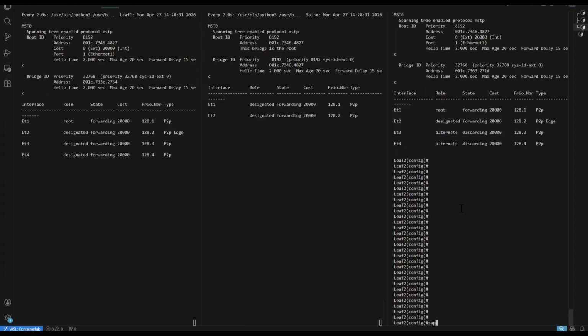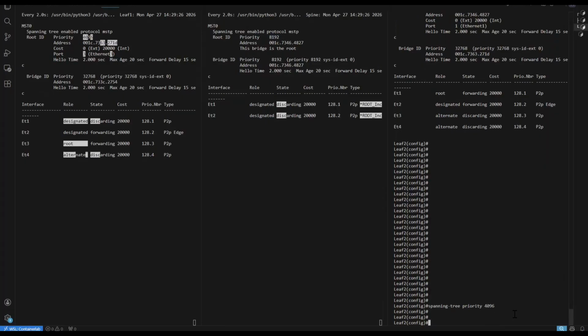So on leaf 2, I'm going to configure spanning tree priority 4096. So I'm going to configure a lower priority on leaf 2. 4096, which is lower than the spine. Now we'll see what should happen. I'm not going to say what will happen; we'll see what is going to happen. So spanning tree priority 4096, I'm going to configure it on leaf 2.